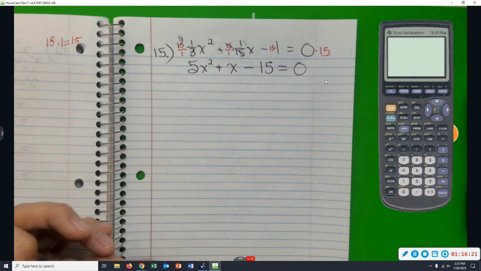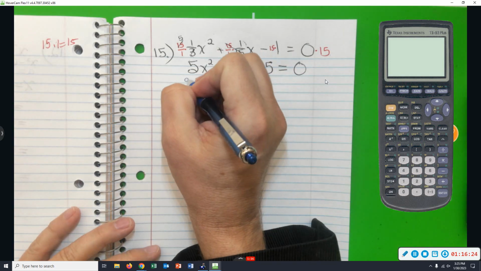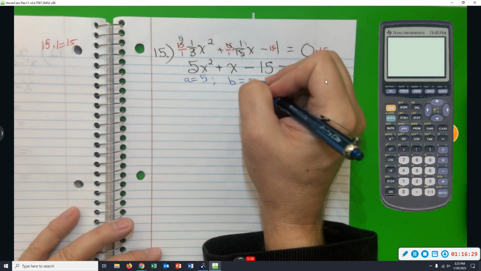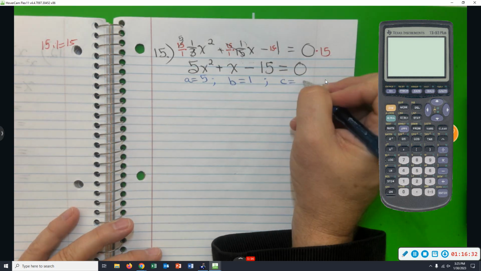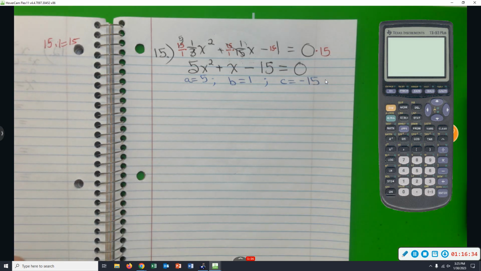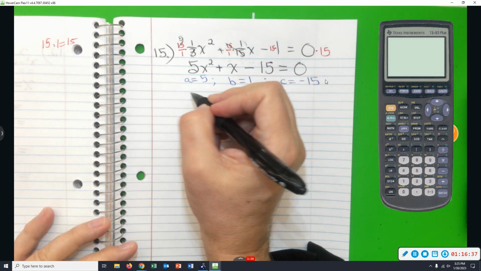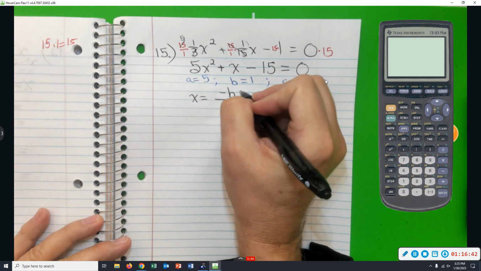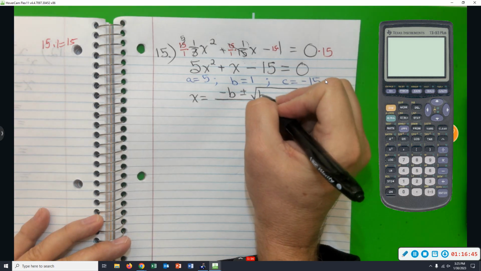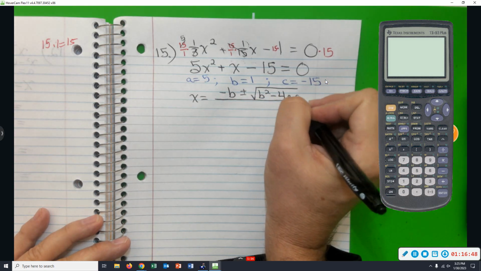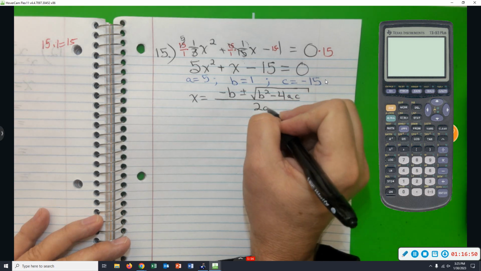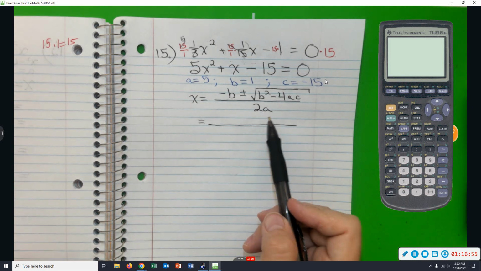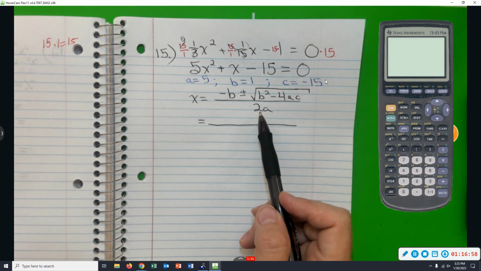But are we ready to use the quadratic formula right here? Let's identify A, B, and C. What's A? 5, okay. B and C. So we can identify A, B, and C and rewrite the quadratic formula. At this point, everyone has the bottom part memorized. Right? So let's write this down.